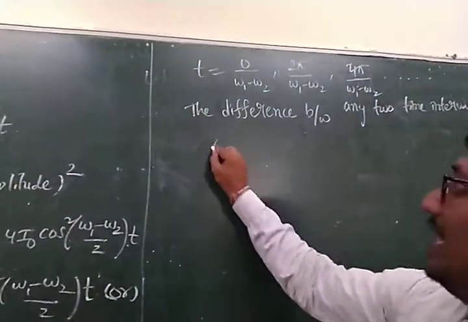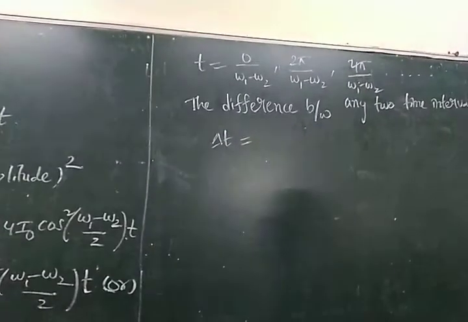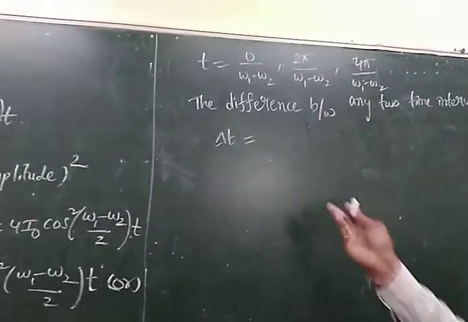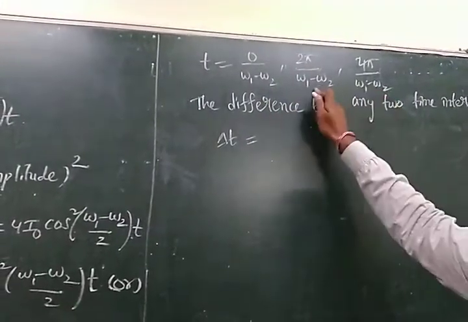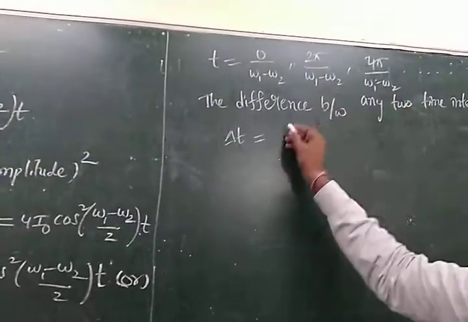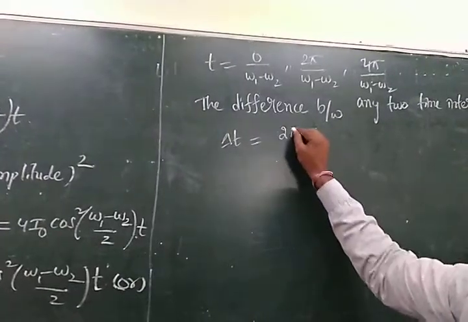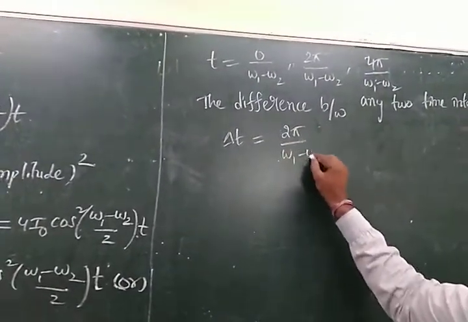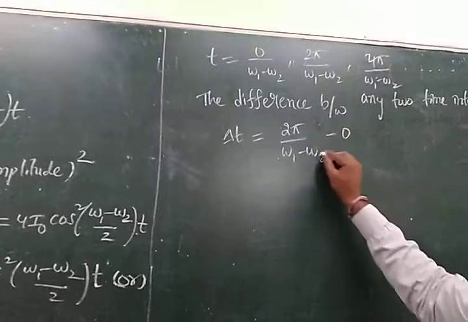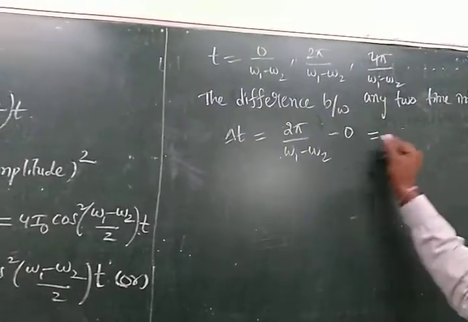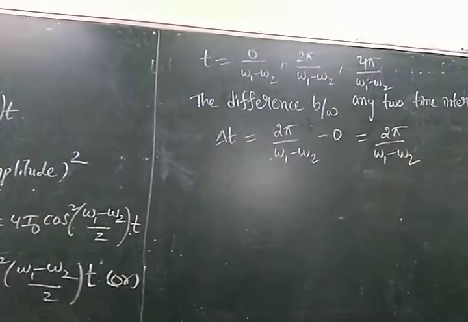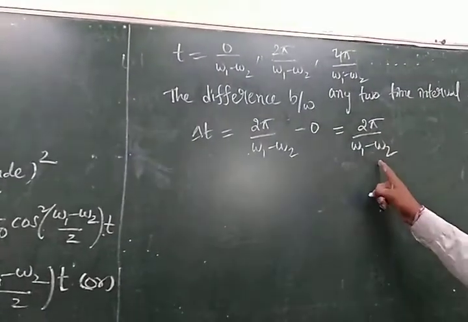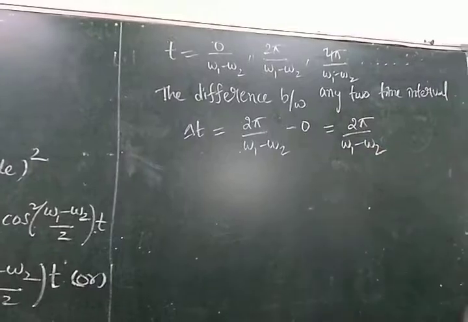See, that is the delta t. What is called the delta t? It's a time difference: the second one minus the first one, or the third one minus the second one, any one we take. First we take t = 2π/(ω1 − ω2). See, that is equal to 2π by ω1 minus ω2. This is the time interval between any two maxima.